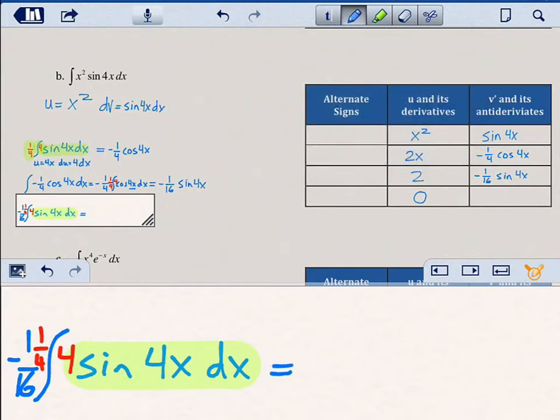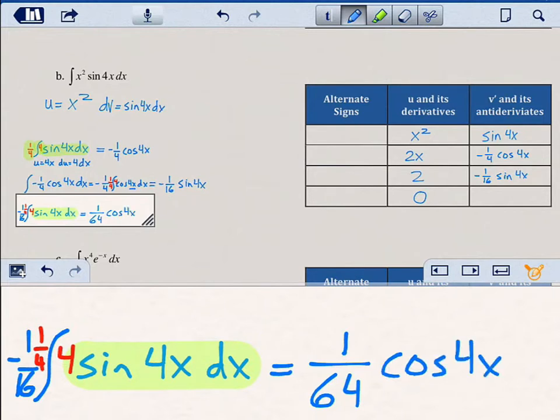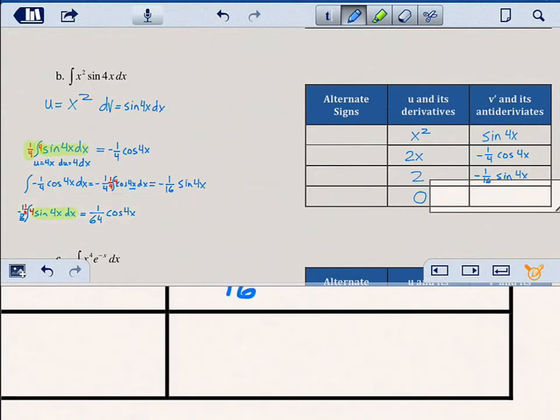And so now we have, let's see, the integral of sine is negative cosine. So now we're actually going to have positive 1/64 cosine of 4x. Okay, and that's our last one here.